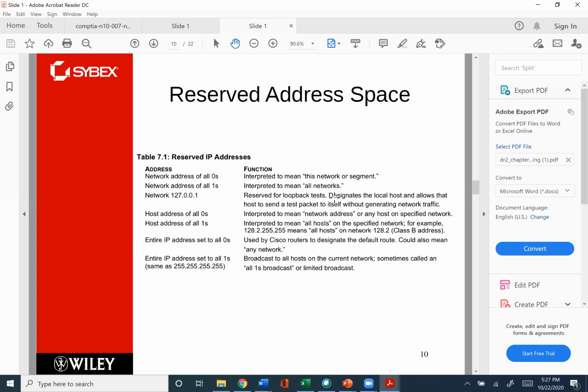127, if you remember, is for troubleshooting. That's what we call a loopback address. We use it to do a loopback test, to check a local host, whether it has a connection. The 127 is for the loopback. And we also have 255.255.255.255. That's a broadcast address. That's how you broadcast to the network.